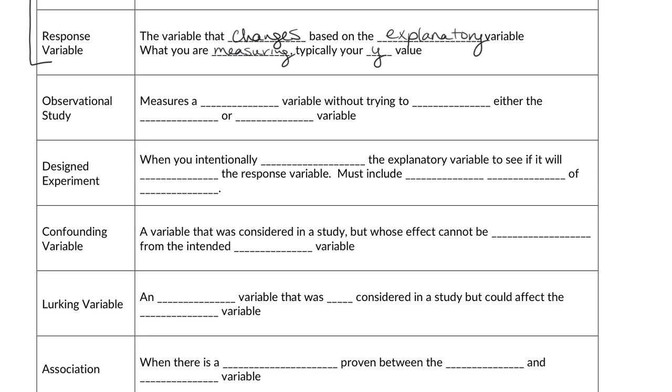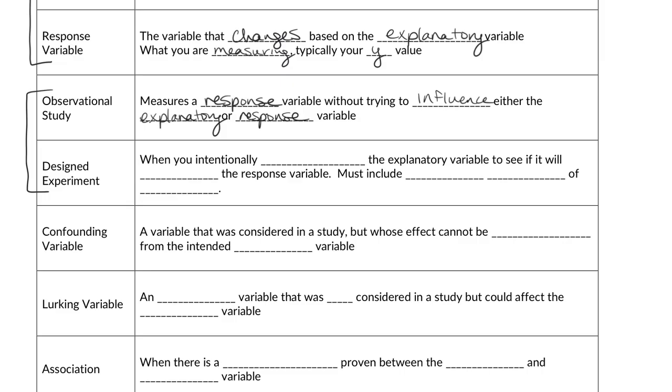Again, we've kind of talked through these, but here is a formal definition of observational study and designed experiment. An observational study measures a response variable without trying to influence either the explanatory or response variables. Just kind of looking at the information with no intervention.